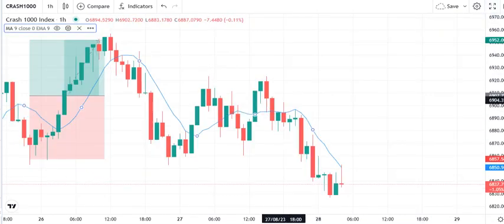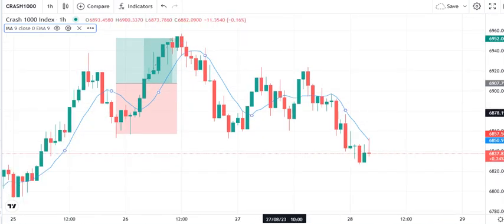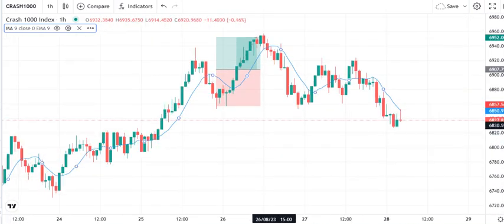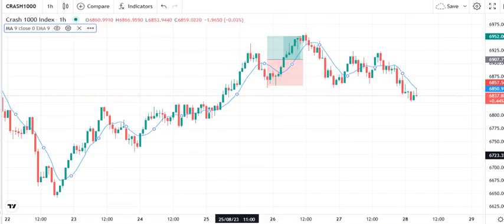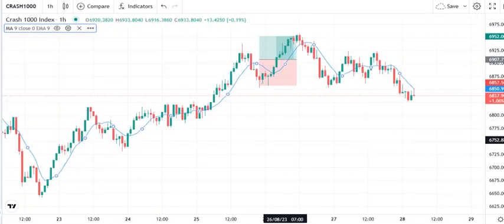What did you hear about the 9 EMA? What did you hear about moving average period 9? Did you know that it's one of the powerful indicators that you can use to clear out doubt as far as the market is concerned?